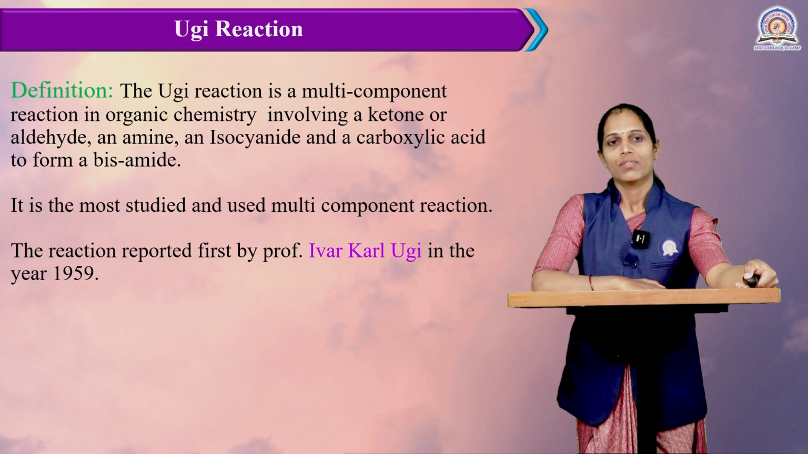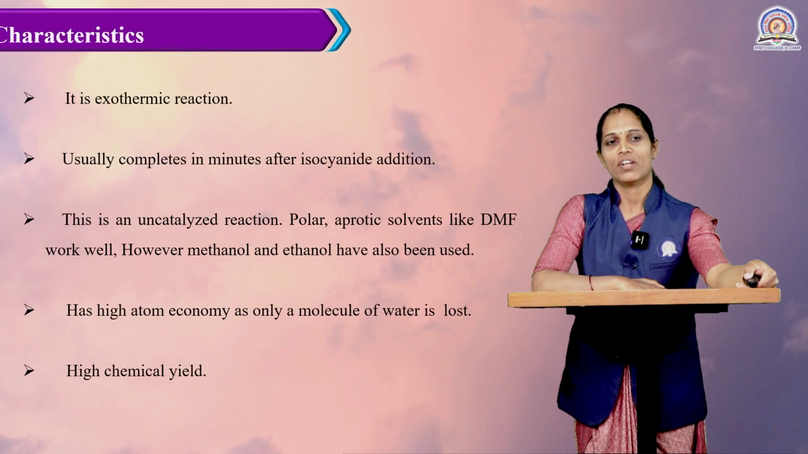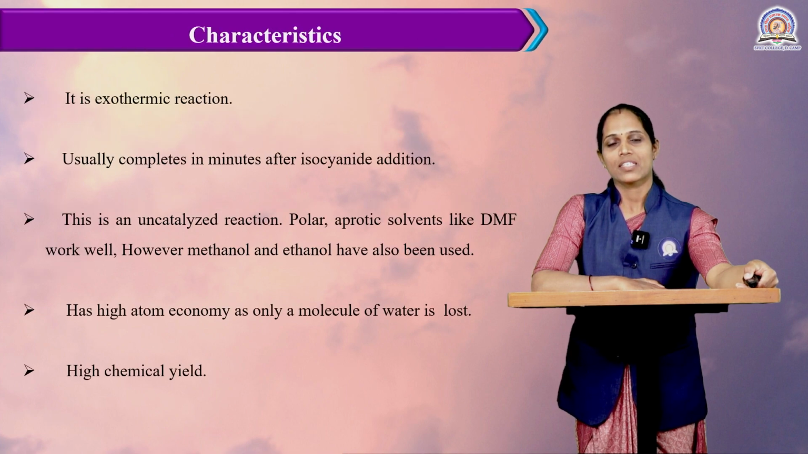Now our first reaction is the Ugi reaction. The definition of Ugi reaction is: the Ugi reaction is a multi-component reaction in organic chemistry involving a ketone or aldehyde, an amine, an isocyanide and a carboxylic acid to form a bis amide. It means the combination of aldehyde or ketone, amine and isocyanide in presence of carboxylic acid to get a product. It is the most studied and used multi-component reaction in various organic synthesis, and this reaction was first reported by Professor Ivar Carl Ugi in the year 1959.